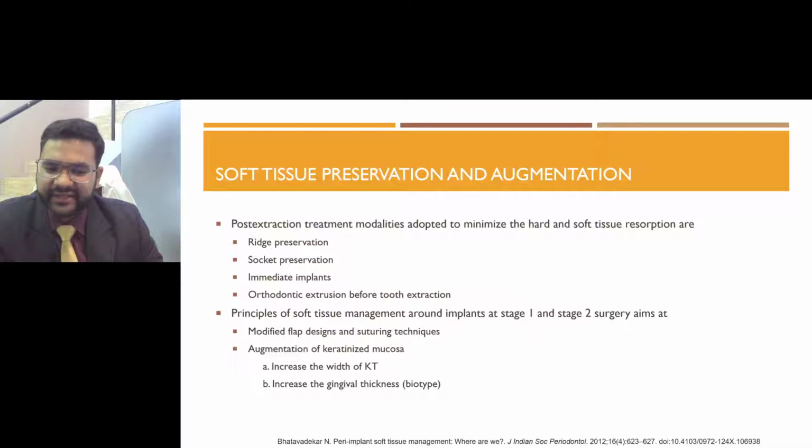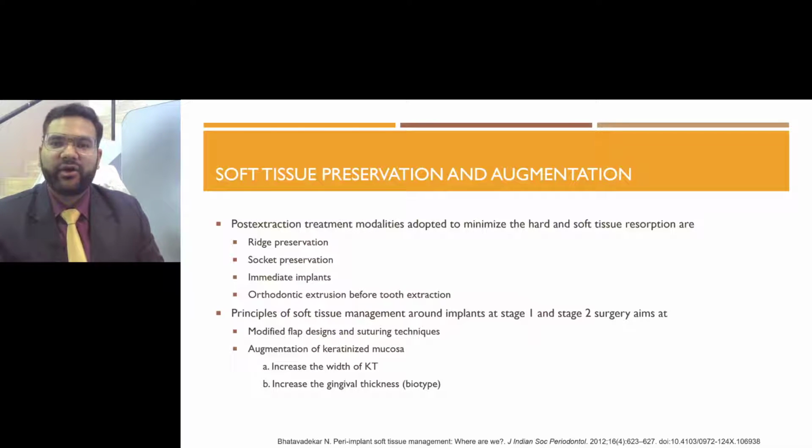Using an incision design such as a papilla preservation flap further helps to preserve any existing tissue. We will look at the modified flap designs and the suturing techniques, and also we will look at the augmentation of the keratinized mucosa by increasing the width of the keratinized tissue and increasing the gingival thickness.